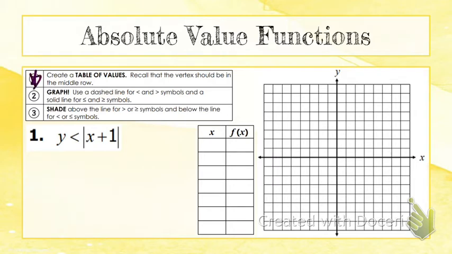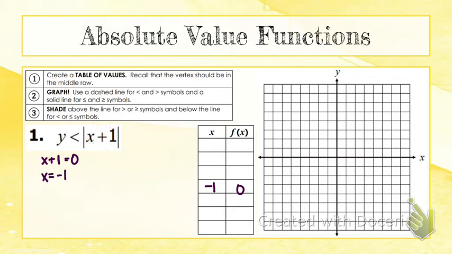Remember, number one is to create a table of values. In order to find the vertex, we take this value that's inside the absolute value bars and set it equal to 0 and solve. So we're going to get x equals -1. And so we'll put that -1 right here. Now we want to see when we plug -1 into our function, what do we get? So if we put -1 in here, we're going to get -1 plus 1. And -1 plus 1 is 0. So the absolute value of 0 is just 0. That's what's going to go here.